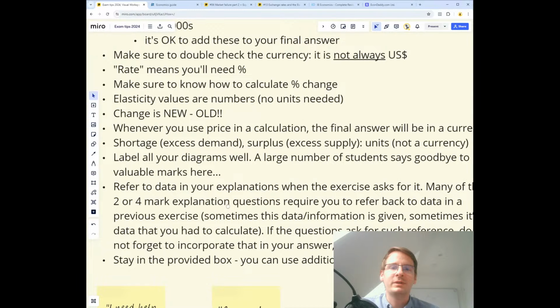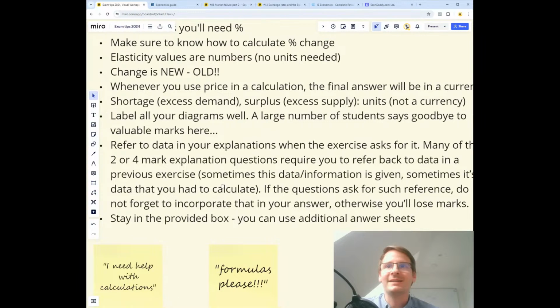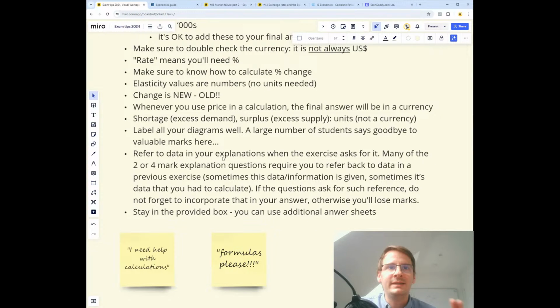And very importantly, yet another way to lose marks. Lots of students lose marks like this. Refer to the data in the explanations when the exercise asks for it. Many of the 2 and mostly the 4-mark explanation questions require you to refer back to the data in a previous question. Okay, sometimes that's given, sometimes you had to calculate it. If the question asks for such a reference, do not forget to incorporate that in your answer.